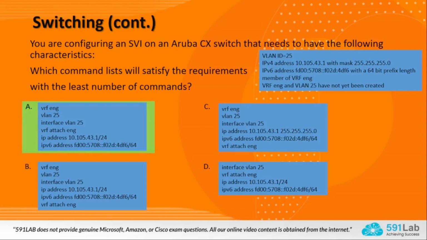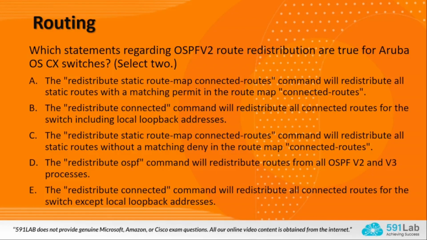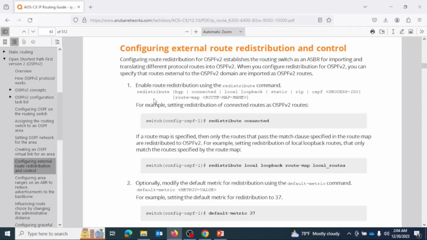Next question is from routing. Which statements regarding OSPF version 2 route redistribution are true for Aruba AOS-CX switches? We have to select two answers. I'll check the AOS-CX IP routing guide for OSPF version 2 redistribution. In the redistribute command syntax, you can see options like BGP, connected, local loopback, RIP and static, RIP and OSPF. Those are routing domains that can be redistributed into OSPF version 2 and you can bind a route map to control the redistribution. So we have to go through the answers and check whether they are correct or not.